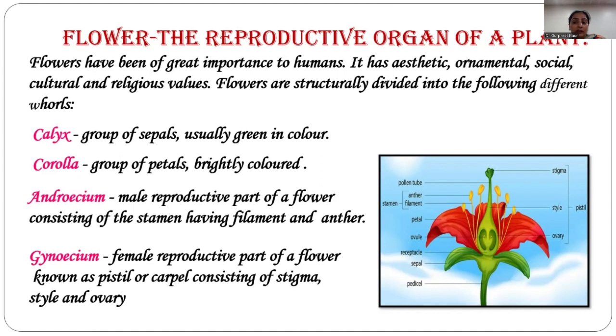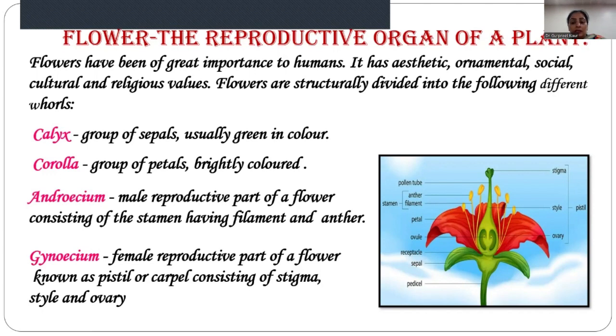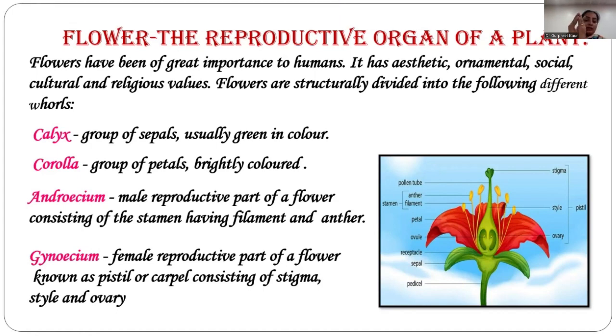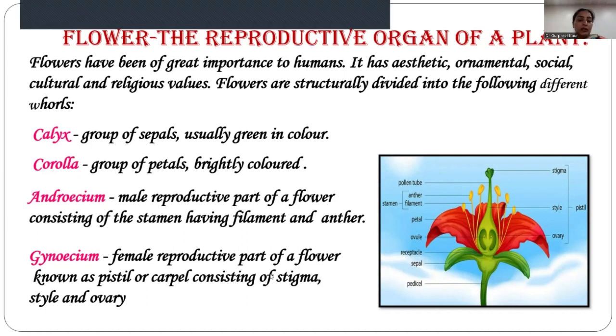They are structurally divided into the following parts. Number one is calyx and corolla. Calyx, the children know it as sepals, the green colored sepals, which protect the flower during the bud condition. Everyone of us knows the bud. It is in this shape, and it is totally covered by green colored leaves, the students say, but they are the sepals. They protect the flower during the bud condition.